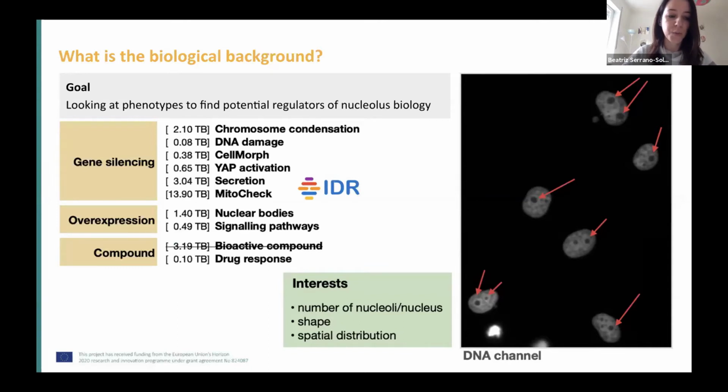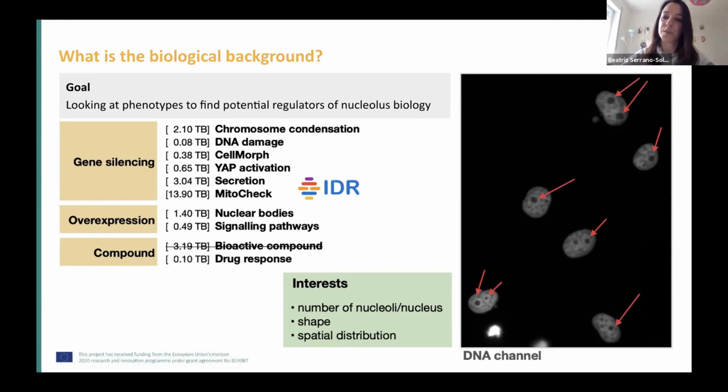We pre-selected a few screens that are available in the Image Data Resource, which is the IDR that you see there. There is plenty of microscopy data there. We selected in principle a number of experiments that you can see there classified as gene silencing, overexpression, and compound screens. And the type of images is like the one on the right side of the slide. This is just a DNA channel, so there are usually more than one channel. This is just a DNA staining.